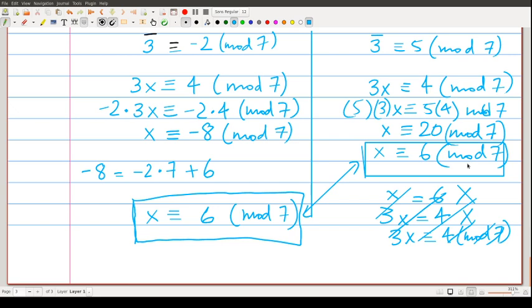6 mod 7 is also 6. Exactly. Thank you. Is this clear?